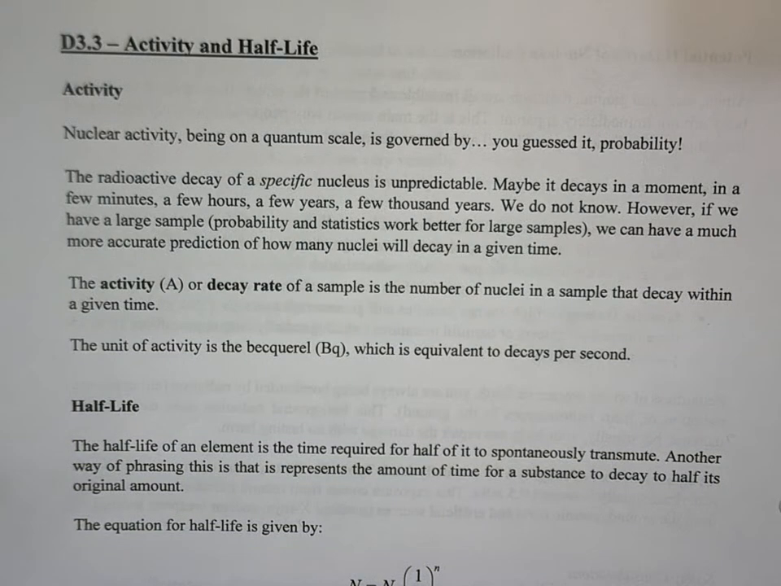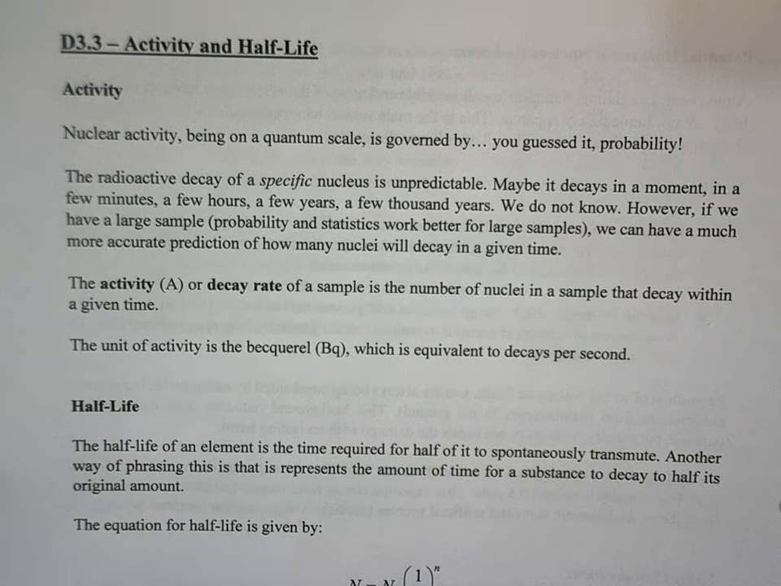So let's talk about activity and half-life. As you probably guessed already, nuclear activity, since it's on the quantum scale, is governed by the laws of probability. Now, if we looked at just one specific nucleus in a sea of billions upon billions of nuclei, we don't know when that specific nucleus will actually decay. Maybe it'll decay 10 seconds from now, 20 minutes, a day, 50 years, who knows? We don't actually know for one specific nucleus.